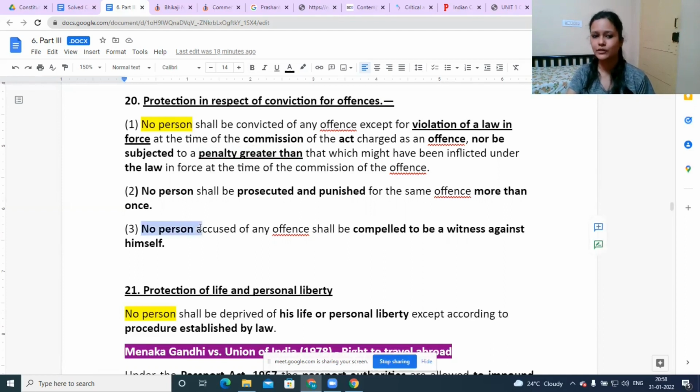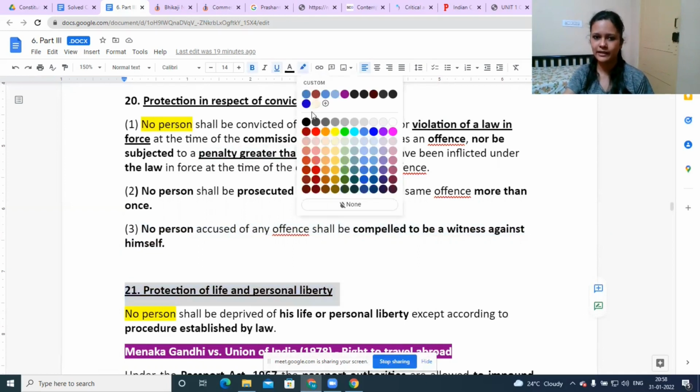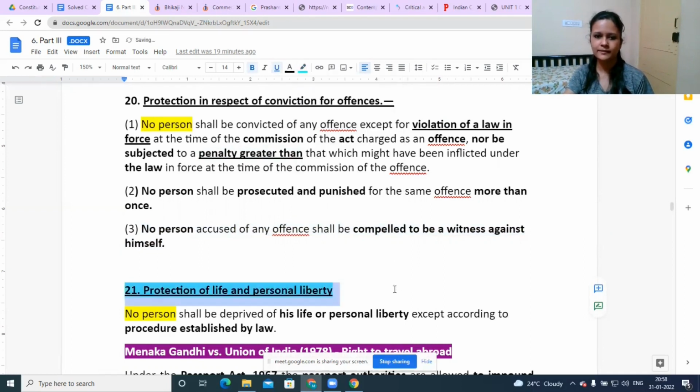The third one is that no person accused of an offense shall be compelled to be a witness against himself. What is this all about? Any guesses? He need not tell everything; he himself need not disclose everything so that he will land up in trouble.